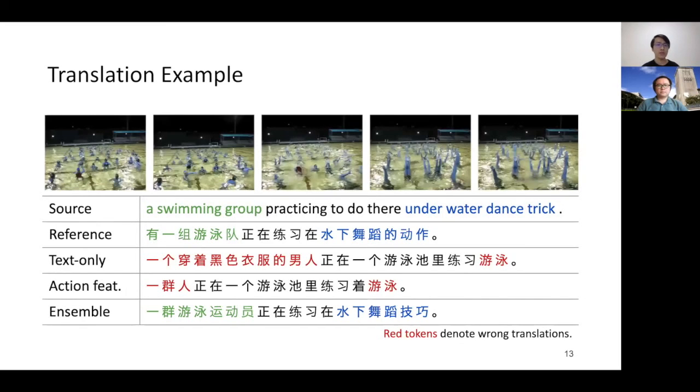This table shows a translation example. We can see only our system with the ensemble correctly translates "group of people" as "swimming athlete" in Chinese. This demonstrates the model successfully took the appearance feature into the translation process. We can also see their actions translated as "underwater downstroke" in Chinese. It is another good example of the system taking advantage of action features.